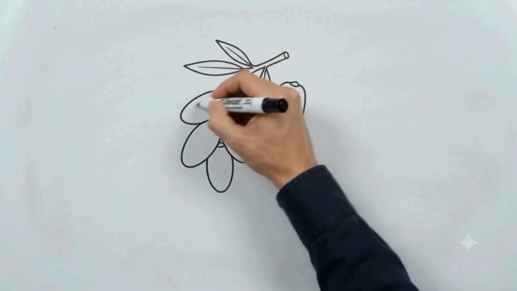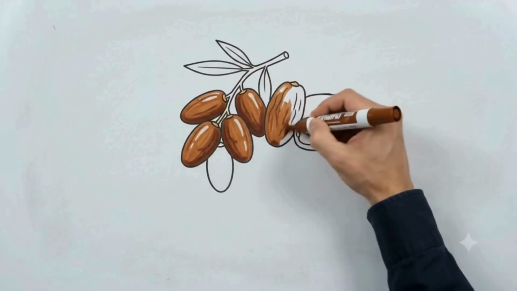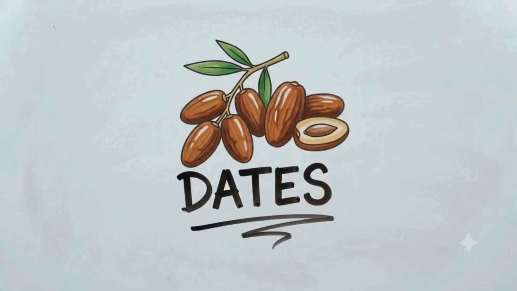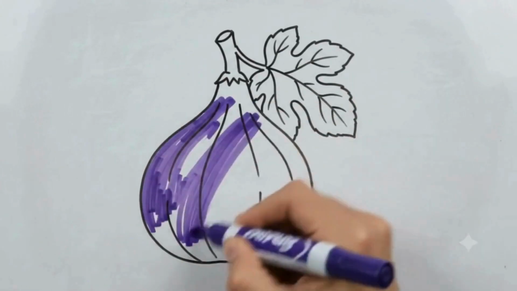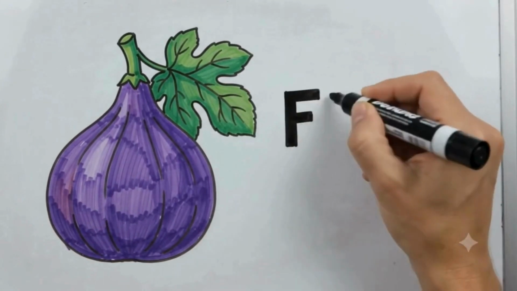Dates are brown in color. Fig is purple in color.